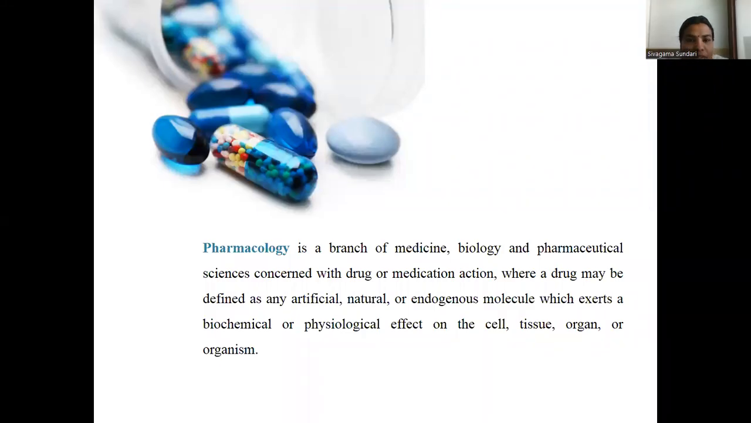Moving on, in this video you're going to learn about the pharmacological action of plant drugs on the central nervous system. Before I enter into the pharmacological action of plant drugs on the nervous system, let's see what we mean by pharmacology. Pharmacology is a branch of science which deals with medicine, biology, and pharmaceutical sciences concerned with the drug, the crude drug.